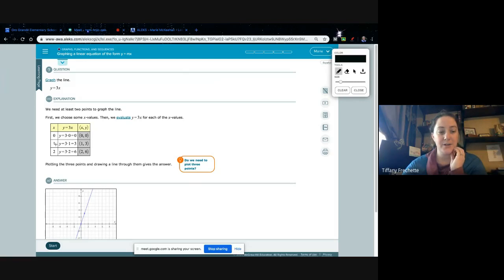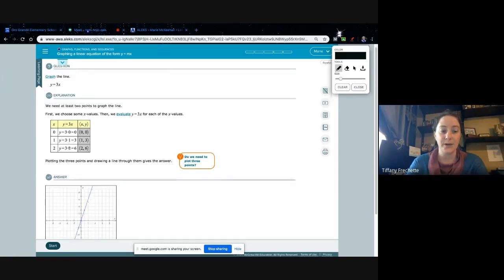Same thing for the next one. So we're plugging in 1. So we have y equals 3 times 1. Again, 1 took the place of x. 1 times 3 is 3. So now I go over here to my coordinate. I plugged in 1 for x. So I put a 1 here in the x spot, and then I got 3 out of it. So y equals 3. So I put 3 here. So we're just filling in the coordinates.